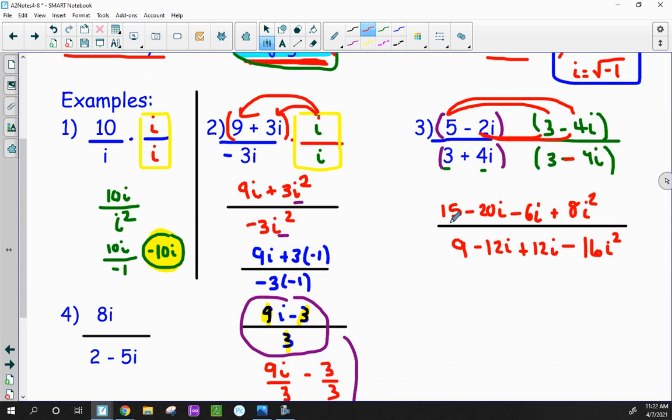Alright, as of right now in question 3, I am finished with the FOIL method. So now my brain switches from multiply mode to add subtract mode. I want to go back to the top and notice that the 2 I'm underlining are like terms. They're both imaginary. So what we're going to do is drop our 15 down, and we're going to go ahead and put negative 20i minus 6i together. We are in add mode right now, so that would be negative 26i. You're then going to drop down your positive 8 and switch I squared over immediately in this step to negative 1.